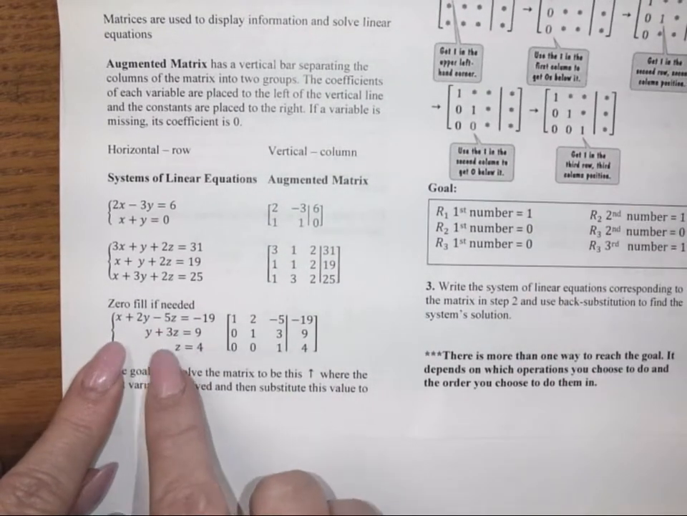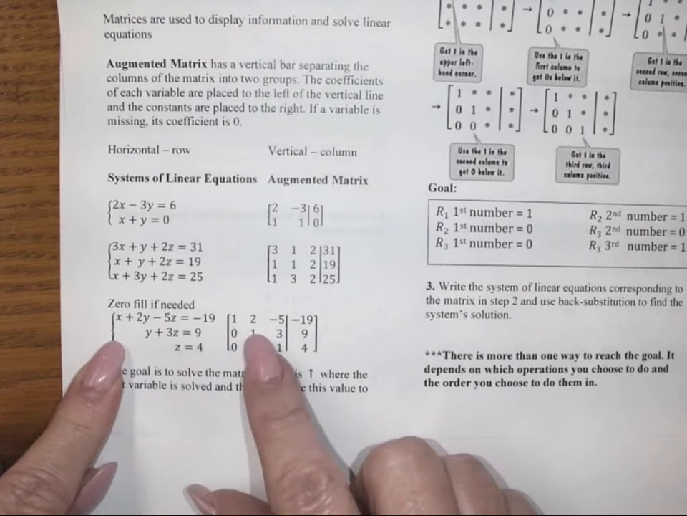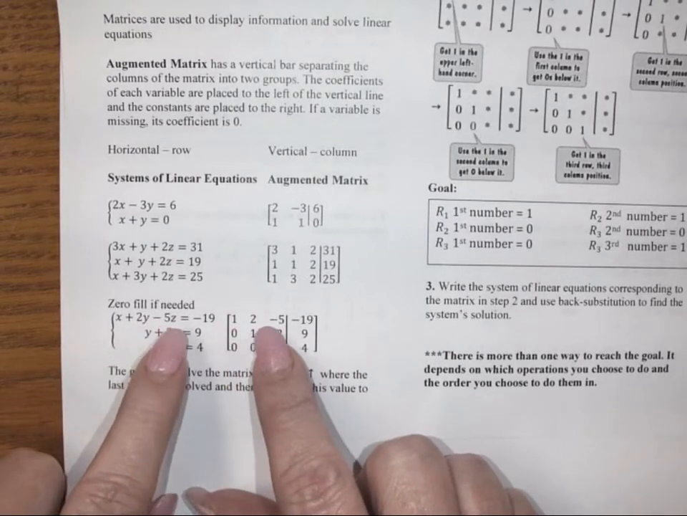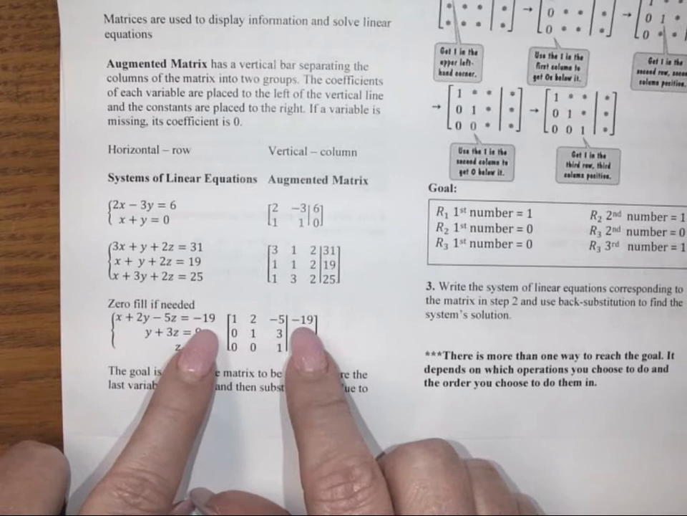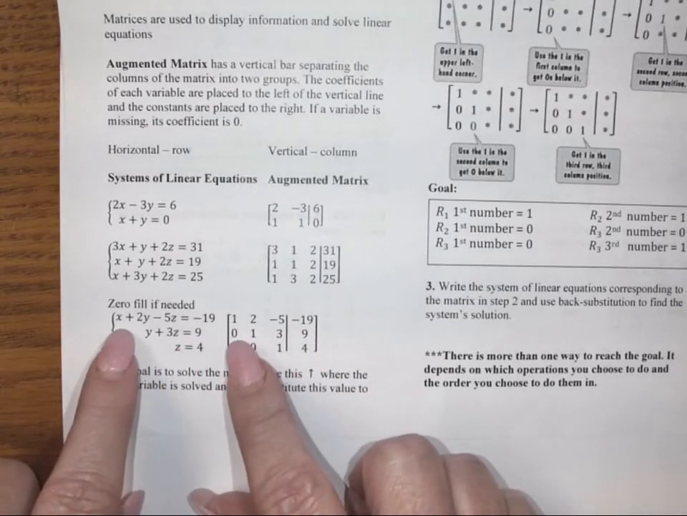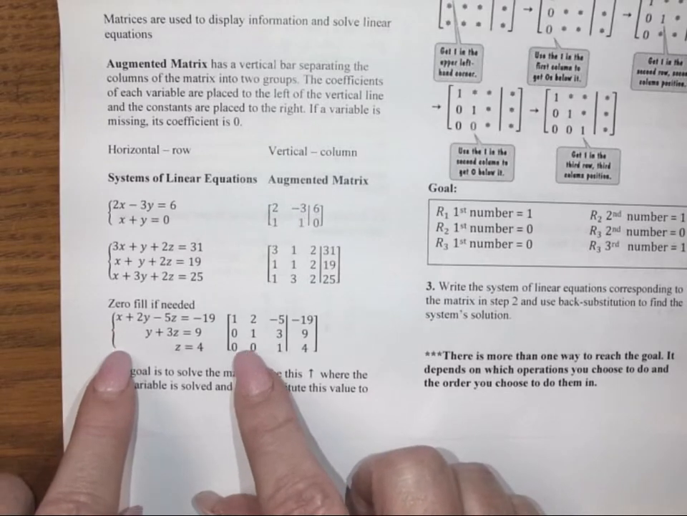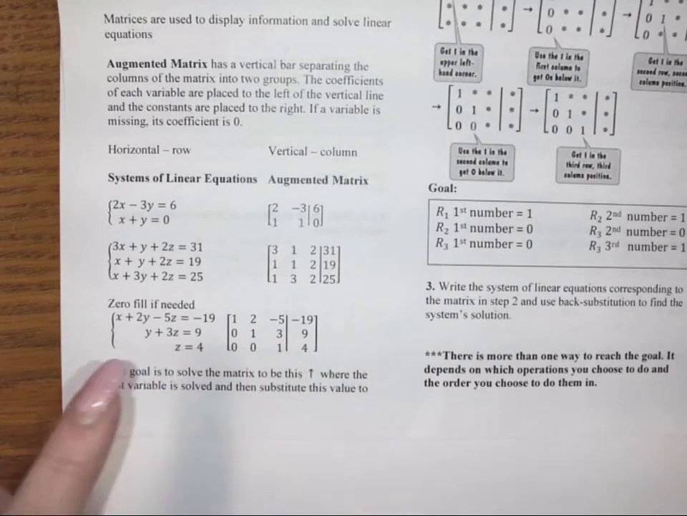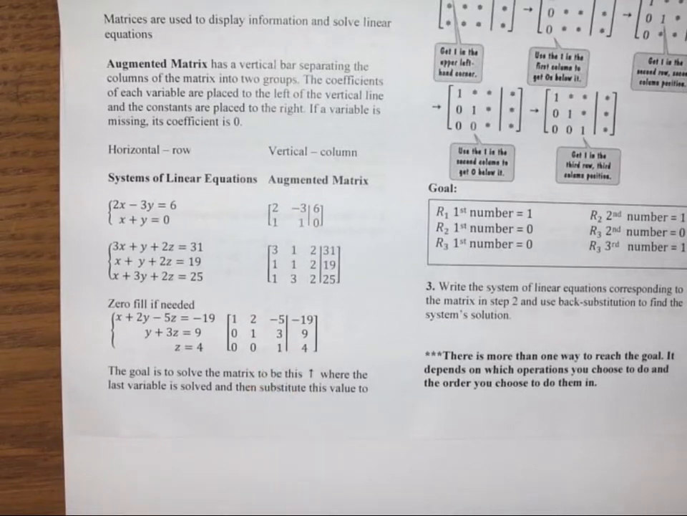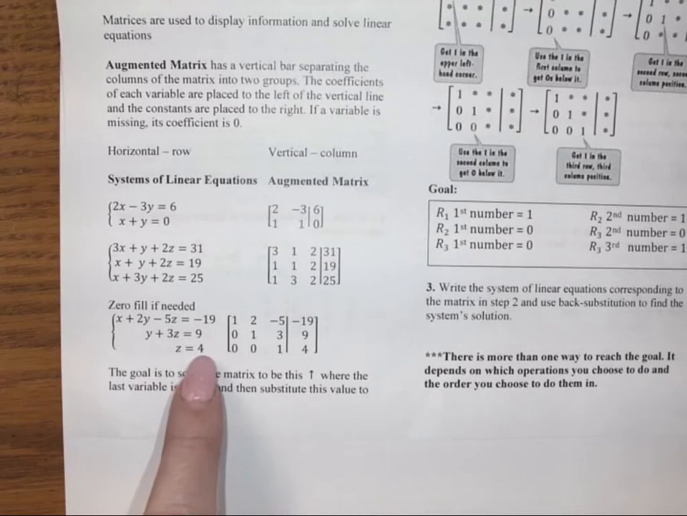So if this is our system and this is our augmented matrix, we have 1, 2, -5, -19. We don't have any x's, so 0, 1, 3, 9. The last one we have no x's, no y's, we just have 1 z and 4. Now the goal is to solve the matrix to this, where the last variable is solved and then substitute this value to find the value of the other variables. This is just like solving the system of linear equations. So we could solve for our z equals 4.